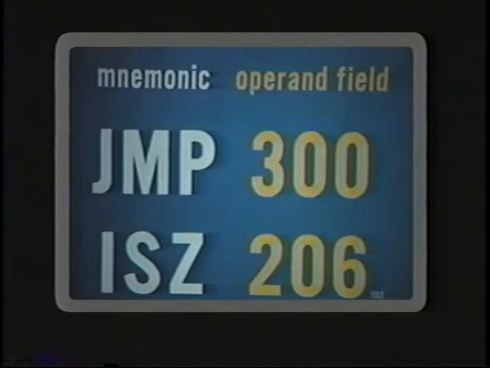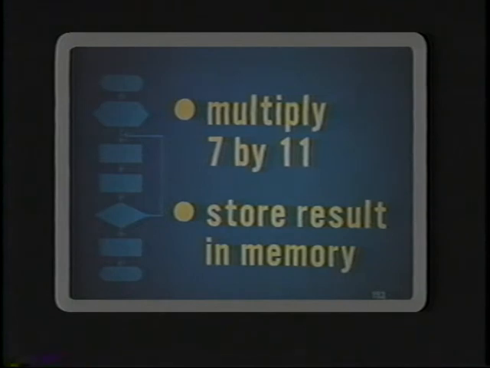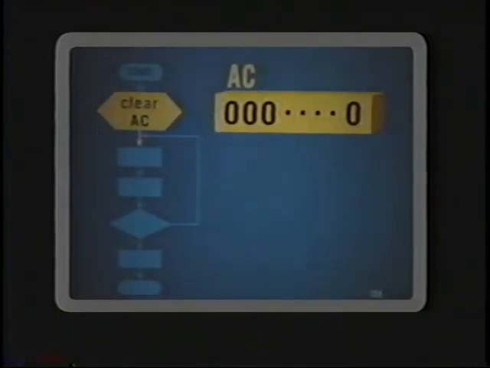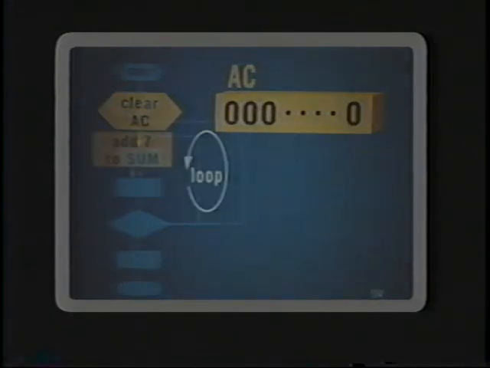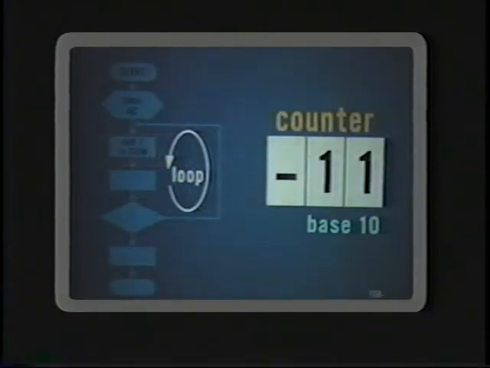Let's see how these 2 new program control instructions can be used to implement a program loop. Suppose this time that we're developing a program to multiply 7 by 11 and then store the result in memory. As in our previous example, we will form the partial sums in the accumulator. Therefore, we must first clear the AC of any previous information. We then use a program loop to add 7 to an accumulated sum until 11 additions, or loops, have been completed. A counter will be used to keep track of the number of program loops that have been executed.